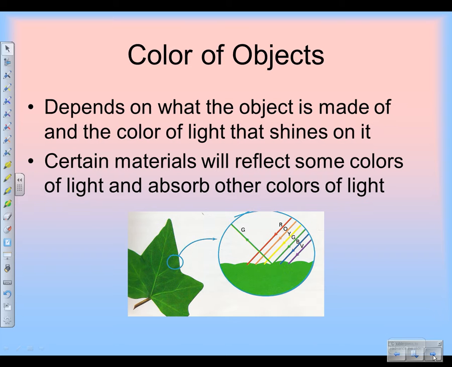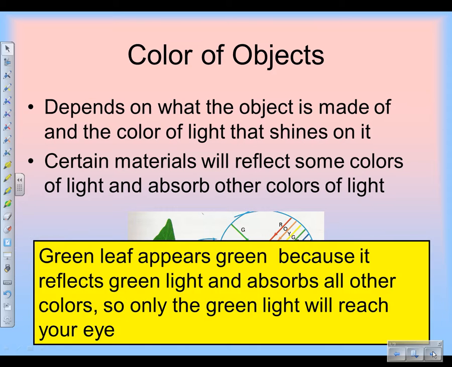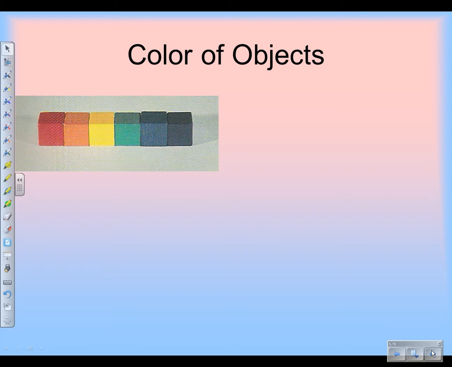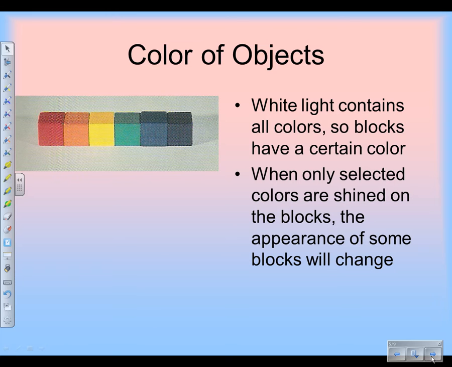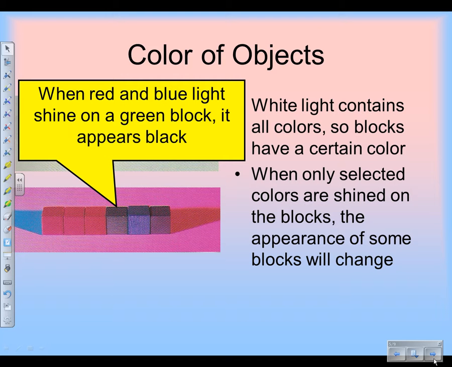Are we good with why things look certain colors? Yeah. Okay. But then it depends not only on the color of the object. These blocks are all these different colors because red reflects off this one, and orange reflects off this one, and yellow reflects off this one, et cetera. But that's only because we're shining white light on it, and white light has all of those colors in it.